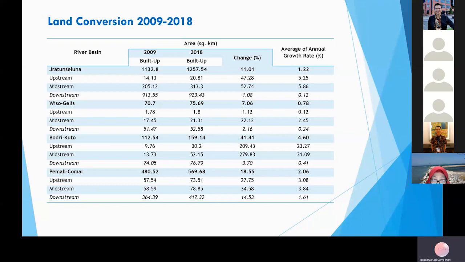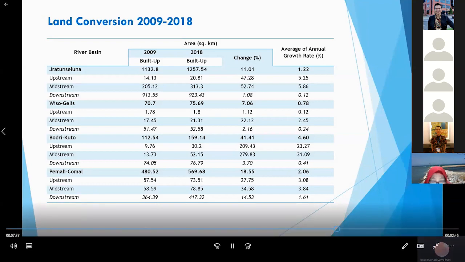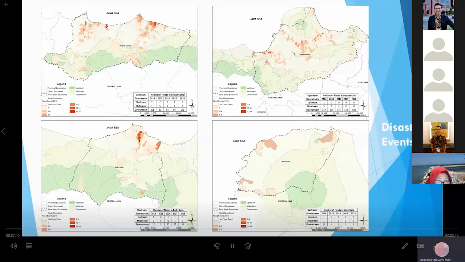from 30 to 52 square meters in 2018. But overall, as we can see, built-up area in all areas has increased.